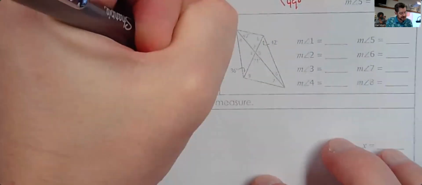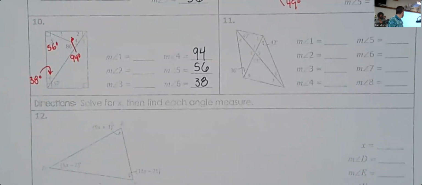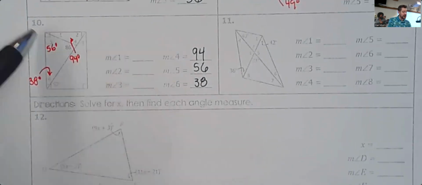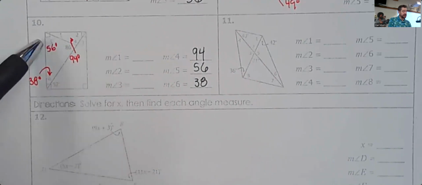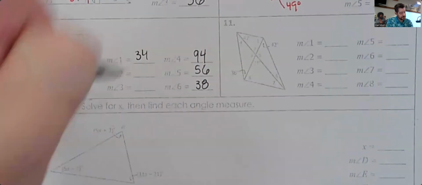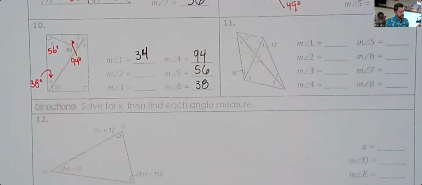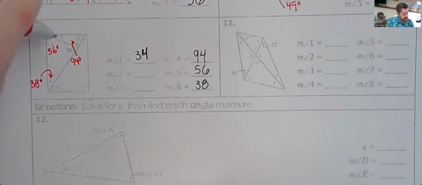Now the next one, let's look at angle 1, because 5 and 1 make up the 90-degree angle. 56 and 34. So angle 1 is 34 degrees.